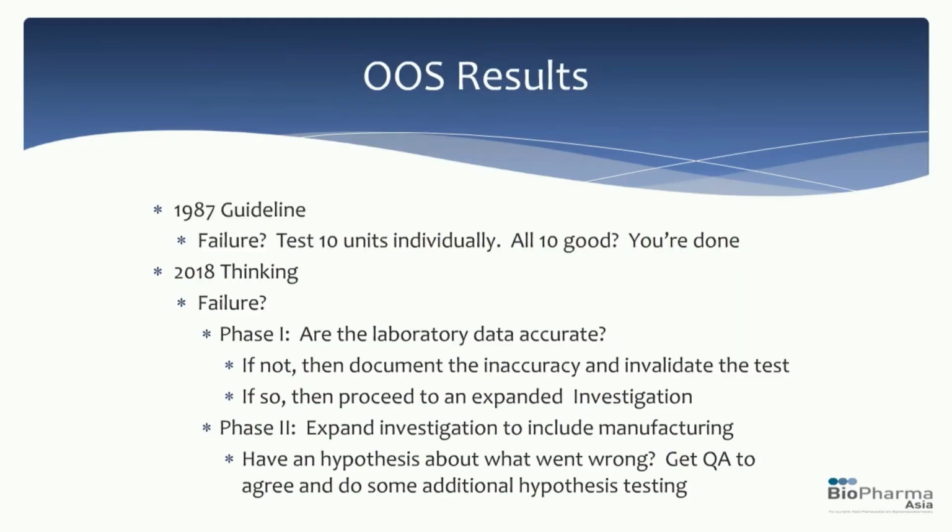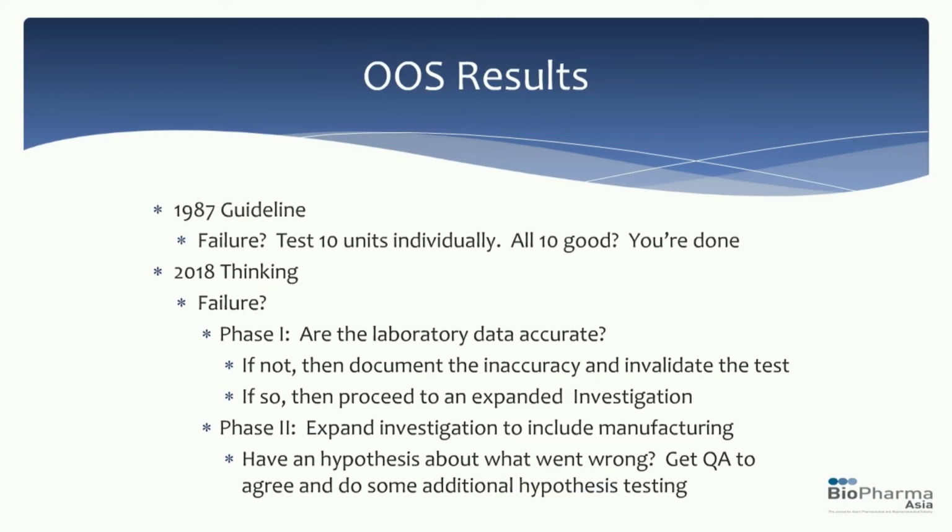All right, so let's talk a little bit about OOS. So in the 1987 guidance, it said, well, if you have a failure, that's okay, go back and test 10 units individually. If all 10 pass, then you're good to go. And that worked for 1987, but that doesn't work for 2018, right? That could be called testing into compliance these days. So what are we thinking now?